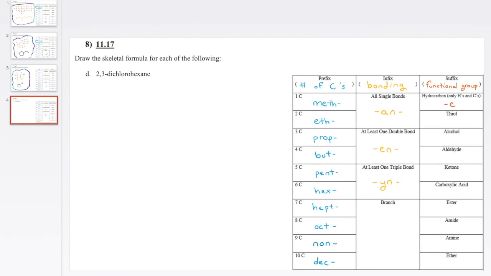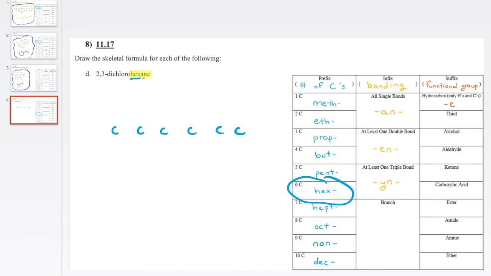All right, 2,3-dichlorohexane. Now again, you see that this is a branch. Chloro, that's the name for chlorine when it's a branch. And so the backbone is everything after that, hexane. Our prefix here is hex, and that tells us that we're dealing with 6 carbons. So I'm going to draw out 6 carbons. 1, 2, 3, 4, 5, 6.